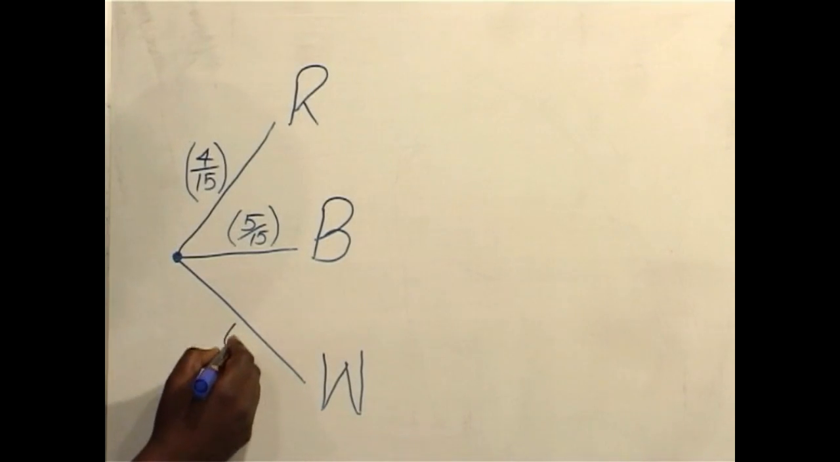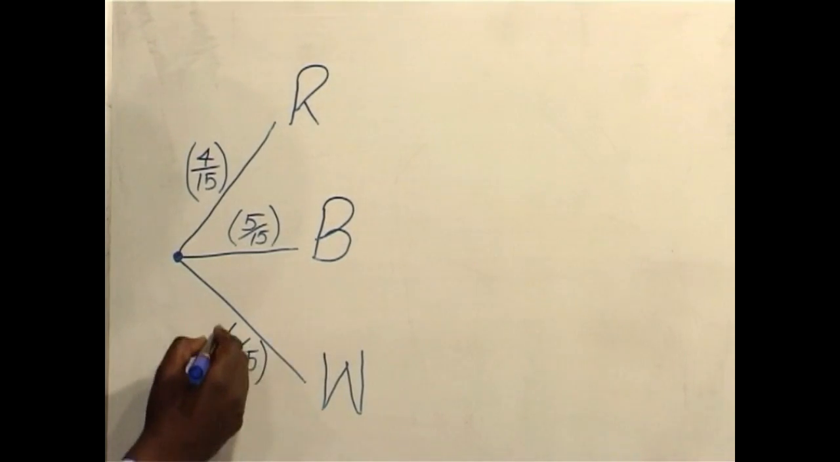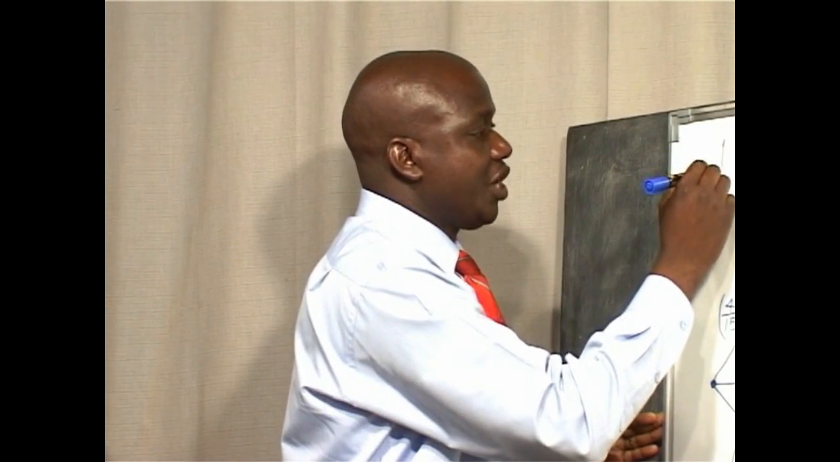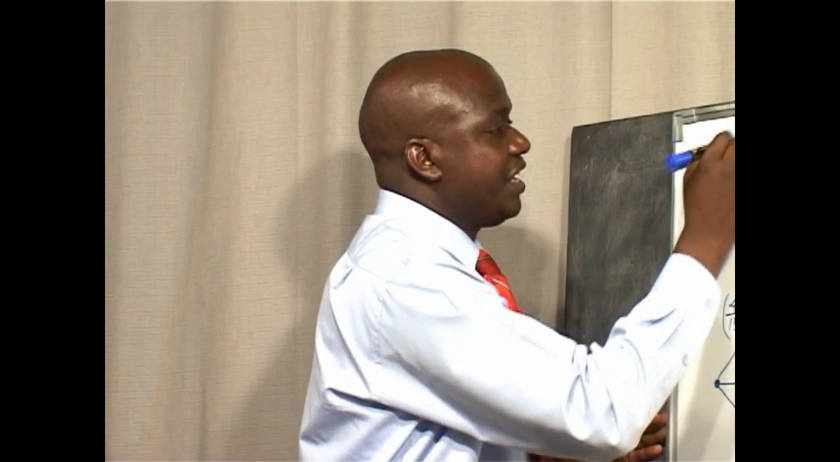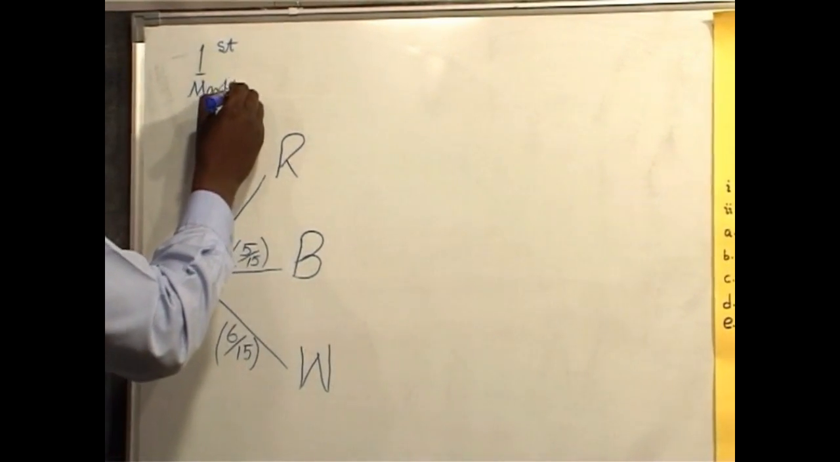And lastly, we go to the branch for the white outcome, and we know we have 6 of them. So we are going to have 6 out of 15. This we must even indicate to say it is the first stage, meaning the first marble has been picked. But remember, we must pick 2, meaning we are going to have 2 stages. So let's move on.